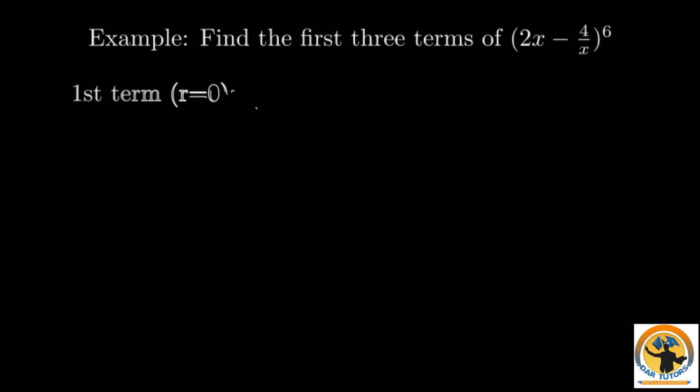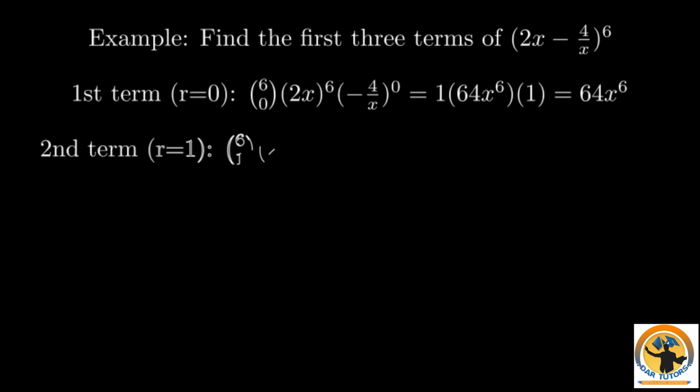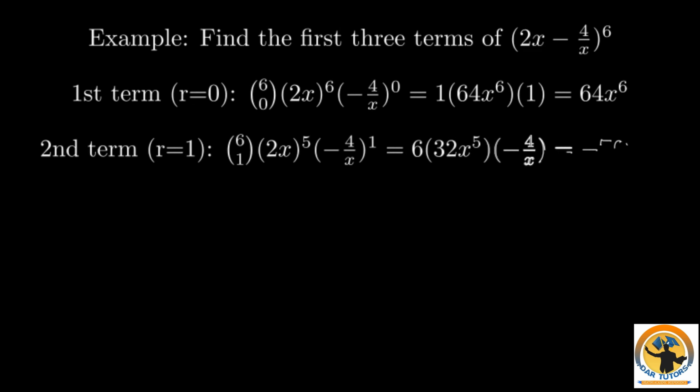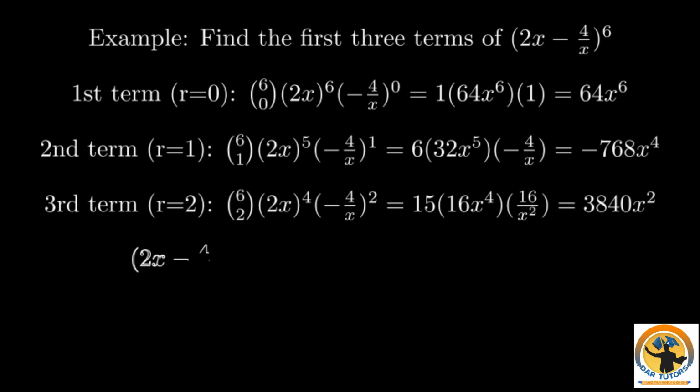The first term is 1 times (2x) to the 6th, which is 64x to the 6th. The second term is 6 choose 1 times (2x) to the 5th times negative 4 over x. This simplifies to negative 768x to the 4th. The third term is 6 choose 2 times (2x) to the 4th times (negative 4 over x) squared. This simplifies to 3,840x squared. So the first 3 terms are 64x to the 6th minus 768x to the 4th plus 3840x squared.